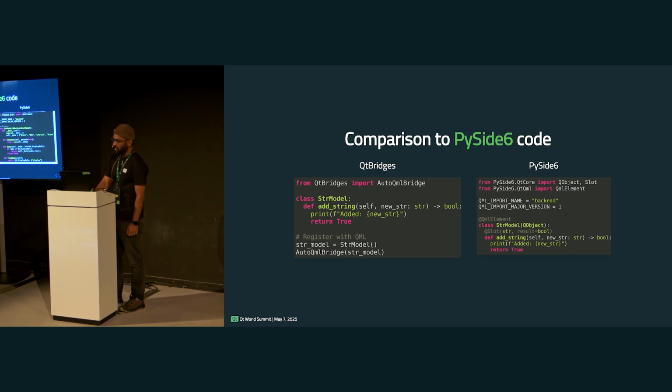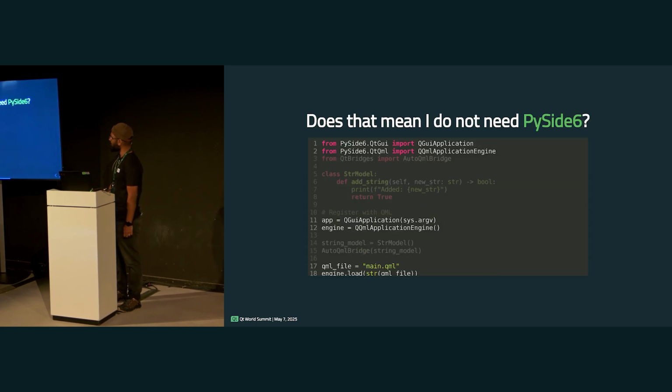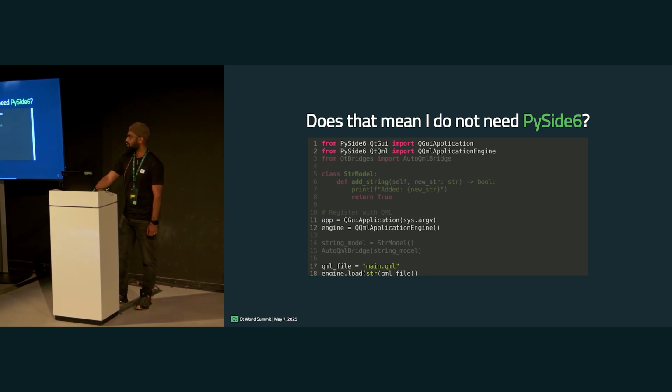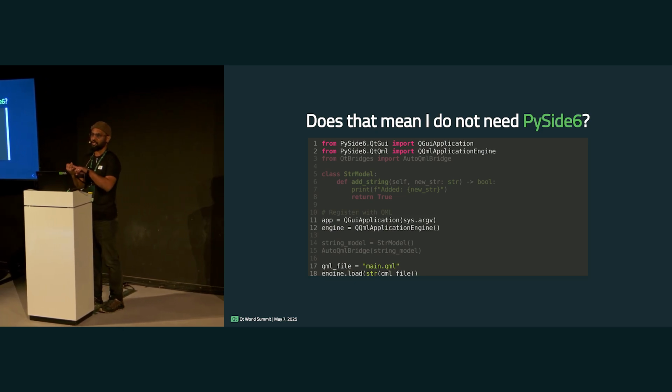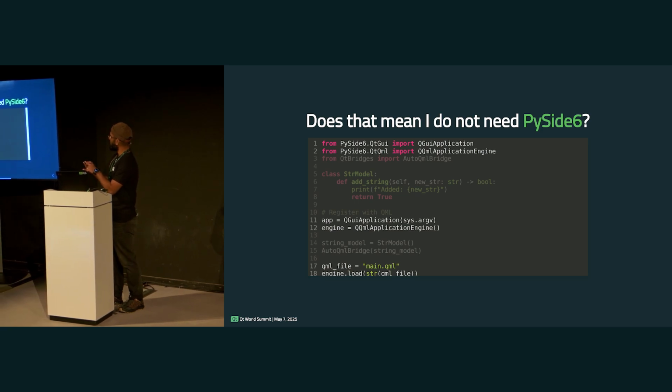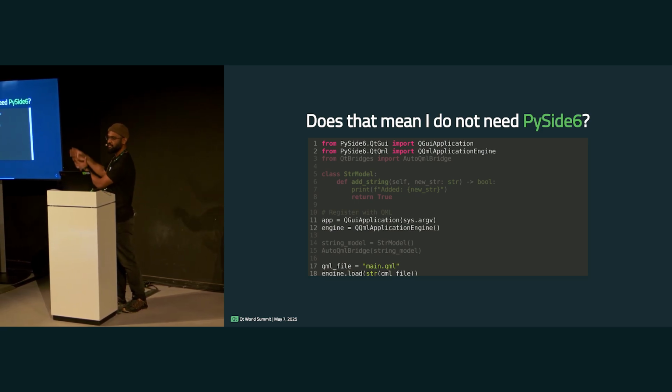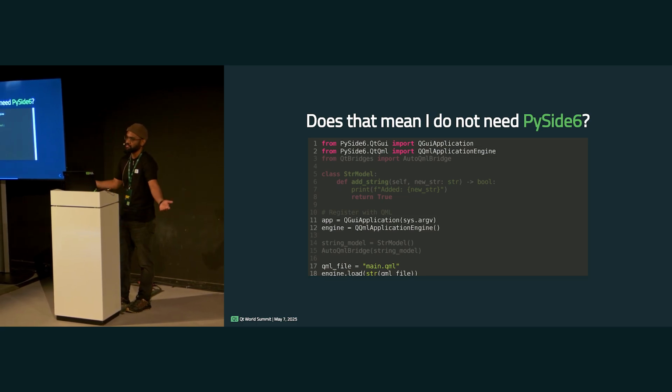So yeah, now you might have the question: does that mean that I do not need PySide at all? You still need PySide to work with Qt Bridges because you still need to create the Qt event loop. You need to initialize the QML engine and then you need to load the QML file. But this code is basically something that you can copy paste for multiple applications that you have.